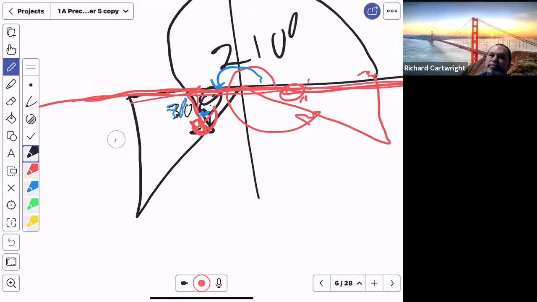Across from the 30 is a 1. Across from the 60 must be the square root of 3. And then the hypotenuse is always a 2. And the reason that I can do this is I can now talk about my sine of theta. Here's theta right here. In this triangle, you could say, oh, it's opposite over hypotenuse.